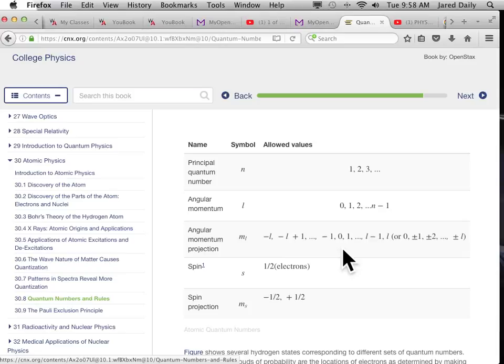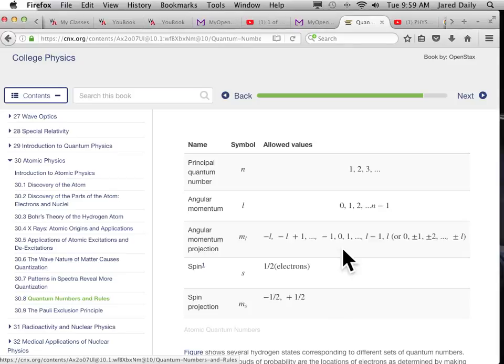That would be the up or the down, or the clockwise or counterclockwise. Basically, on every problem they ask for m sub s, you just put 1/2 or negative 1/2. Yeah, for sure. So those are your two options for every electron. And there's no way to tell without sticking in a magnetic field.